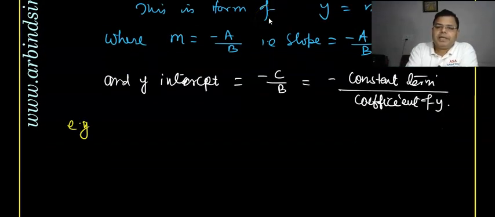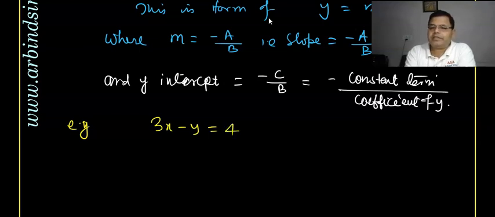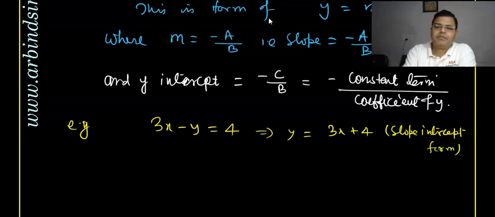Say 3x minus y is equal to 4. This is a general equation form. So we can write it as y is equal to 3x minus 4. And therefore this is the slope intercept form of the line. And we can write the general equation as 3x minus y minus 4 is equal to 0. So this is the general form of the line and the slope-intercept form of the line.